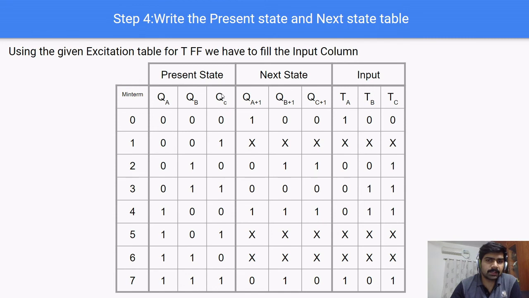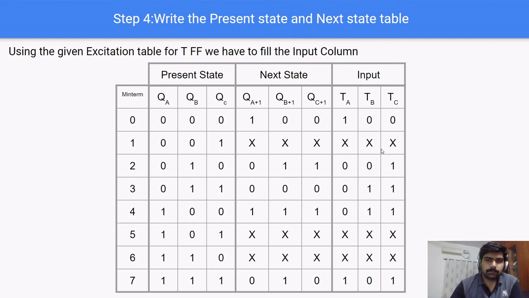Now coming to the last and third column over here, we have QC, we compare to QC plus 1. 0, 0 becomes 0, don't care, leave it as it is. 0 and 1, we get 1, 1 and 0, we get 1, 0, 1, again we get 1, 2 don't care conditions, leave them as they are, and the last is 1 and 0, which is 1. Now we have completed the input column, with TA, TB and TC, and we'll be using this in our final step.